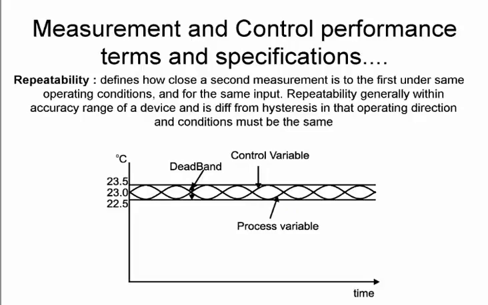Then repeatability defines how close a second measurement is to the first one under exactly the same operating conditions and for the same input. Now, repeatability is generally within the accuracy range of a device, and it's different from hysteresis, which we just looked at, in that the operating direction and conditions must be the same. For hysteresis, you are operating, increasing and decreasing the value. Here they are the same, and you can see how close we get to the same value. So we have our control variable, and we have certain limits in which we want to operate the process variable.